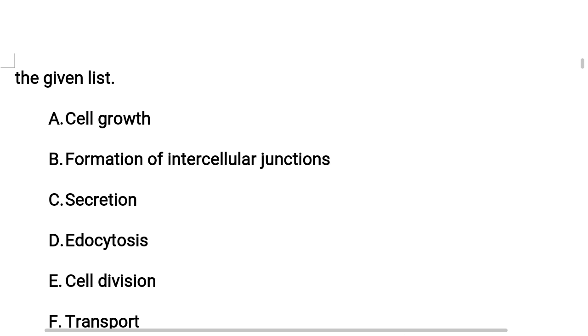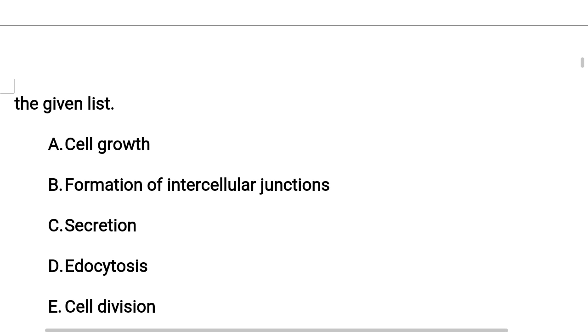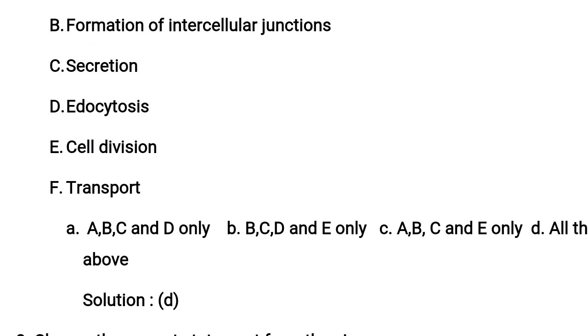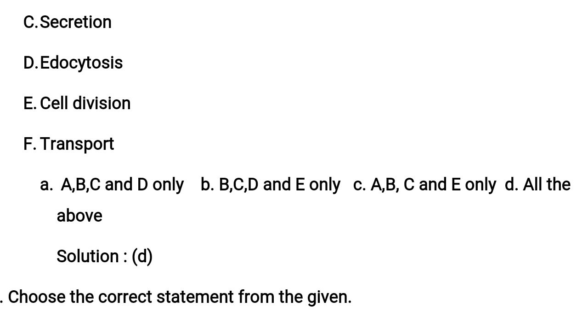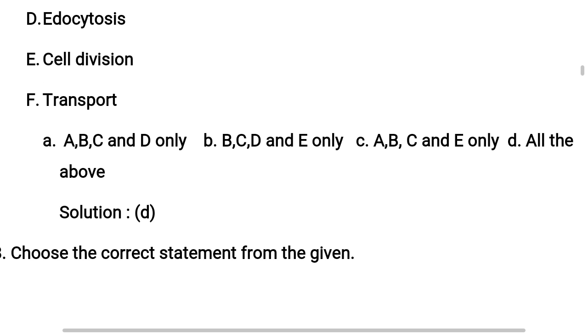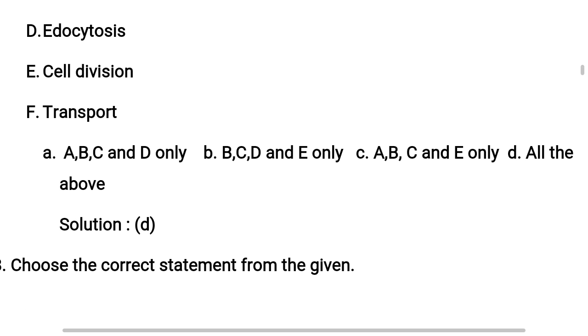Now let us see which of these are performed by the plasma membrane or cell membrane. Here there are four options. In the options, we need to pick out the correct option of the functions of the plasma membrane. Option A, A, B, C and D only. Option B, B, C, D and E only. Option C, A, B, C and E only. And option D, all the above.